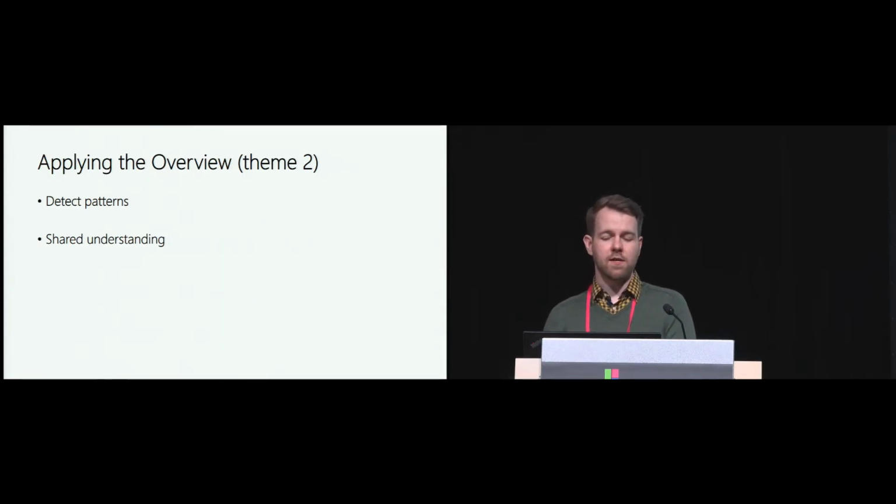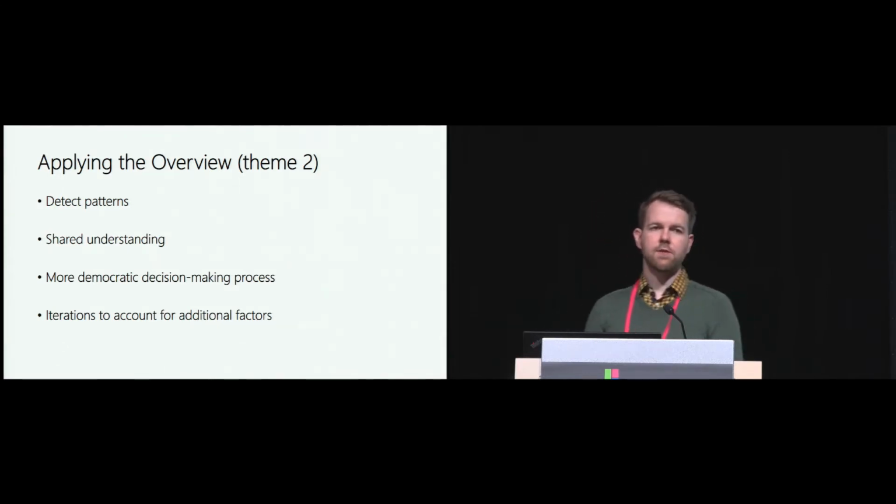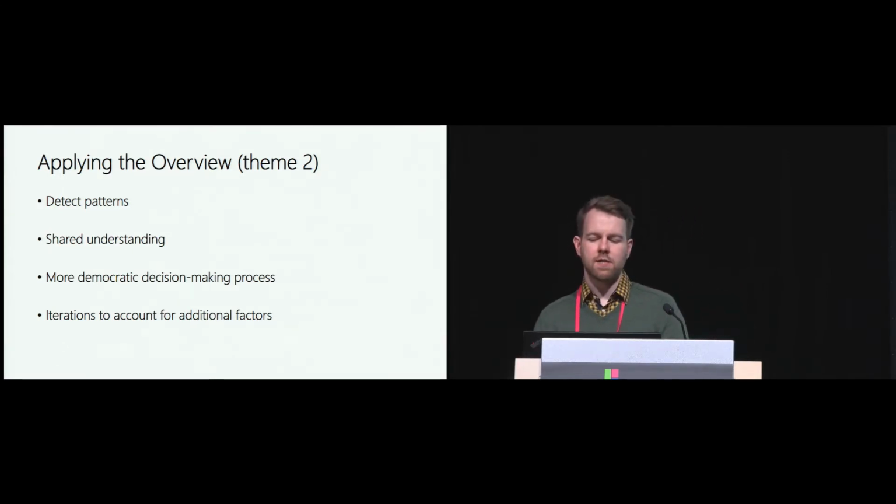And also groups with that overview shared more opinions, and in particular more people shared their opinions. And this resulted therefore in what we call a more democratic decision-making process. Fourth, the overview led to iterations of the itinerary, and this resulted in groups spotting and correcting errors they had made, and allowed them to account for additional factors such as lunch breaks and travel times.